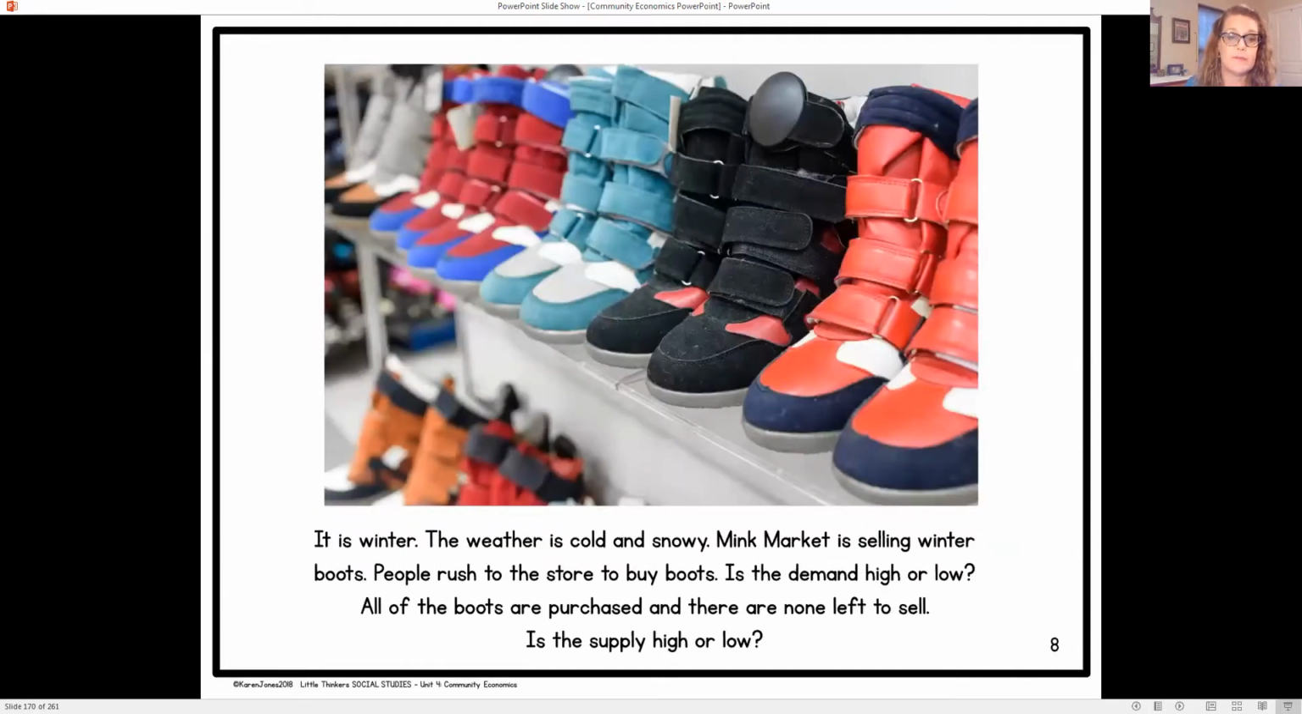It is winter. The weather is cold and snowy. Mink Market is selling winter boots. People rush to the store to buy boots. Is the demand high or low? All of the boots are purchased and there are none left to sell. Is the supply high or low?